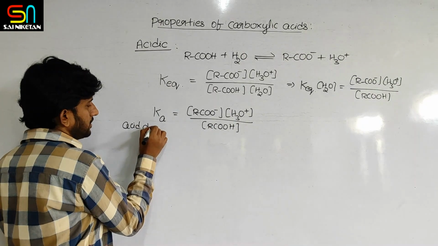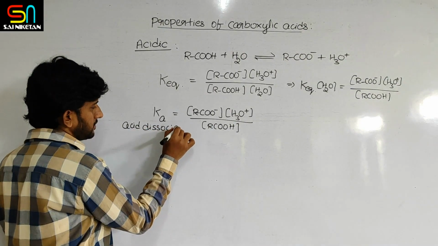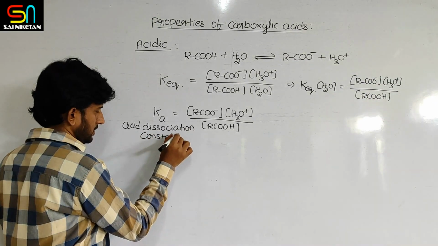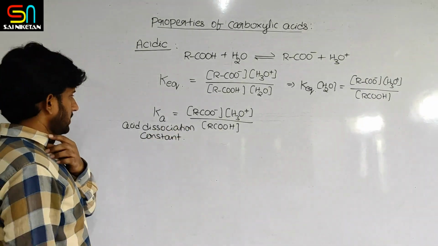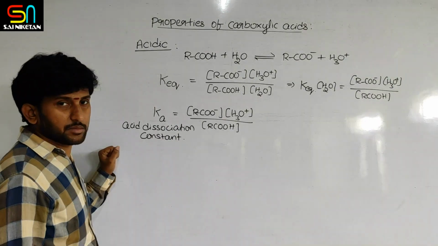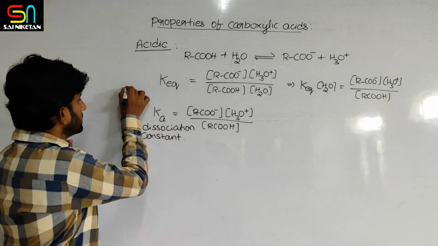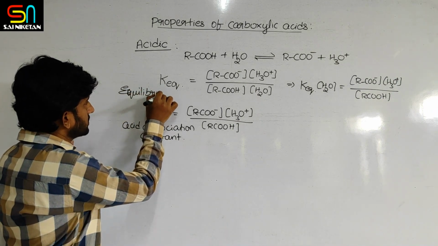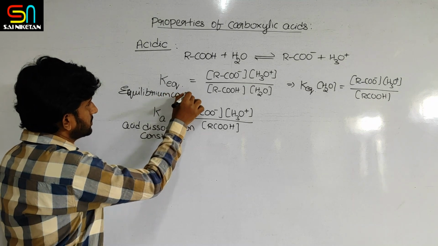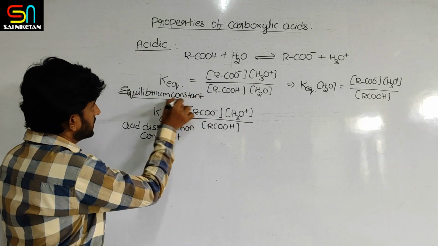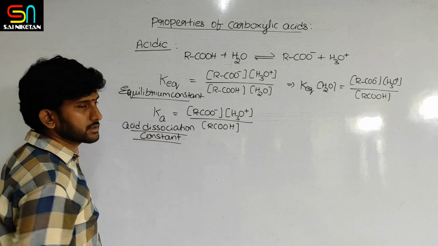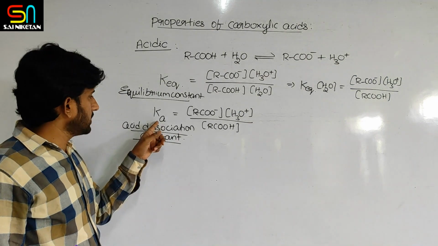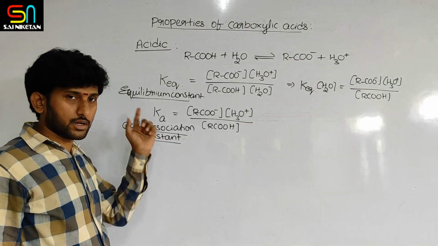Acid dissociation constant. In the first year we studied this in the acids and bases lesson, chemical equilibrium. This is an equilibrium constant, the acid dissociation constant. As you know, higher the Ka value, stronger will be the acid.